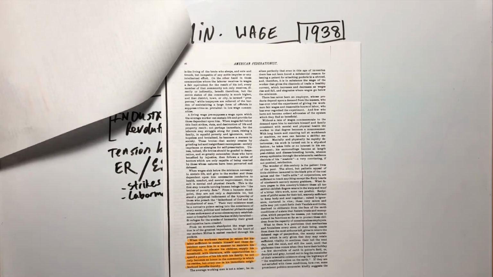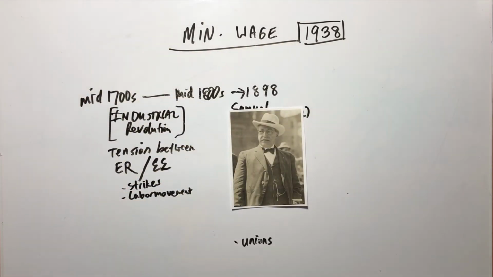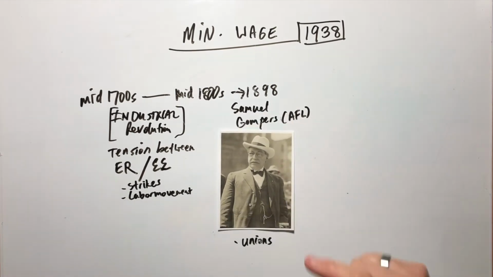So, Gompers was one that said, we need a minimum living wage. Not just a minimum wage, but a minimum living wage. Now, today, we have many discussions going on about minimum wage, but that is not necessarily a piece of it. And we'll get back to that in a minute. So, 1898, Gompers is advocating for a minimum living wage. We have yet to see a minimum wage come into existence.